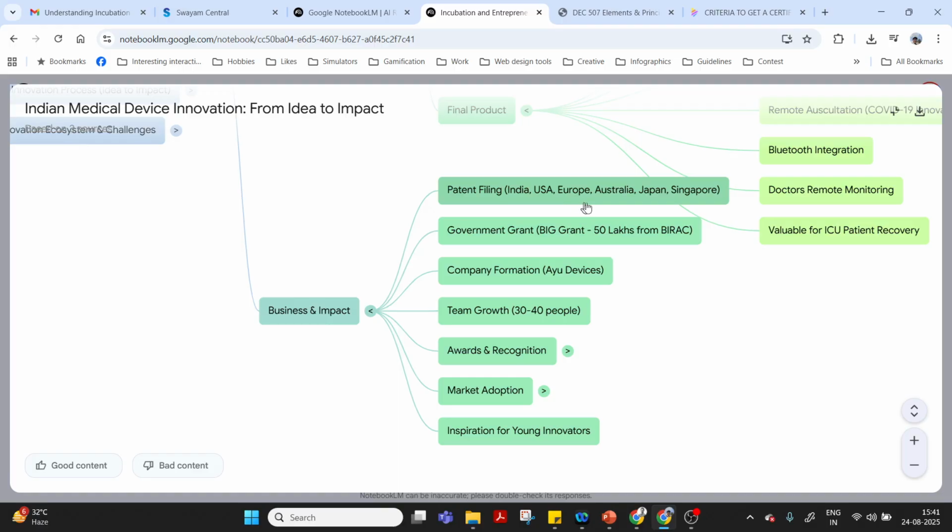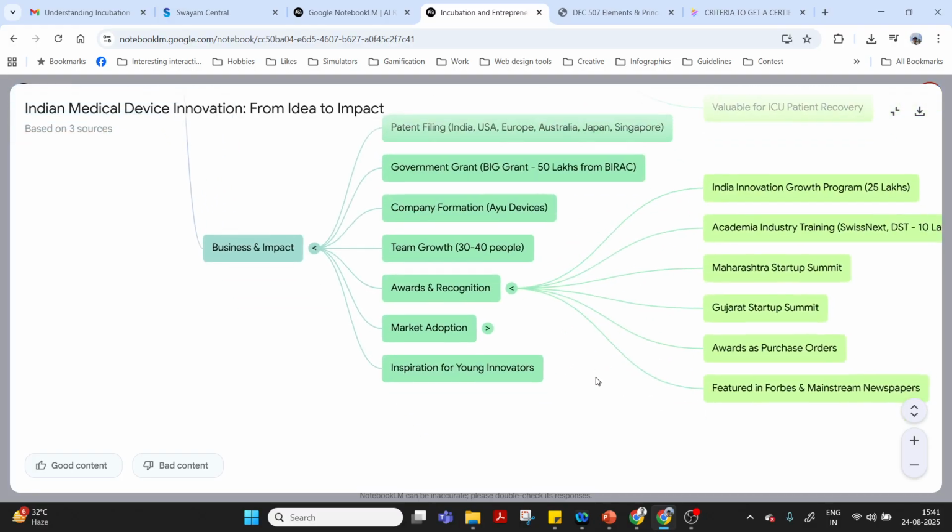Then the patent filing, not only in India but in various different countries, and they got the big PIRAC grant of 50 lakhs from the government. Around 800 applications came in, and only 15 to 20 organizations, groups or startups get it, on the basis of the merit of their proposition. They formed their company, and the team started with three. Later on, 30 to 40 people joined in. They've got a lot of awards and recognition.